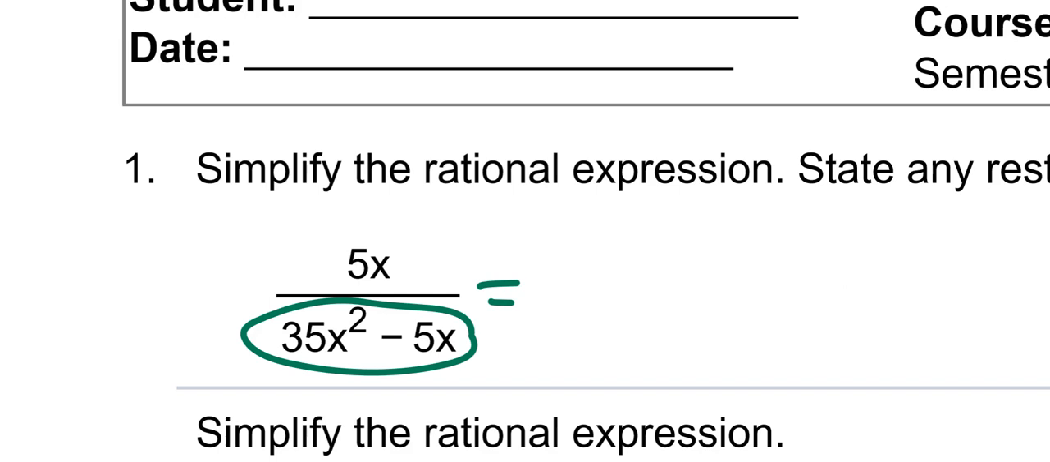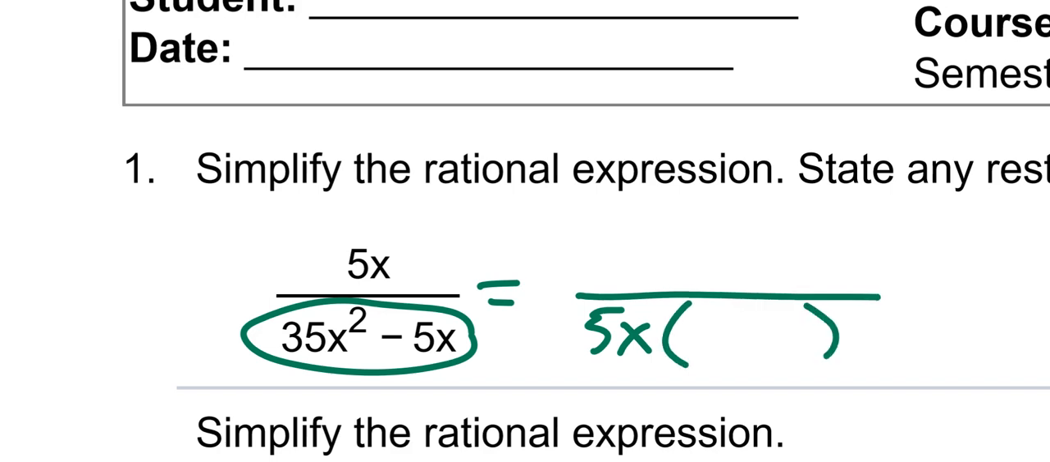That numerator, the part on the top, is already factored. 5 times x cannot be simplified anymore. But the part on the bottom is not. You do have a GCF you can pull out. What is it? 5 what? 5x. And if you pull that 5x out, what will you be left with on the bottom? 7x minus 1 is correct. That's true. And we still have that 5x on the top.